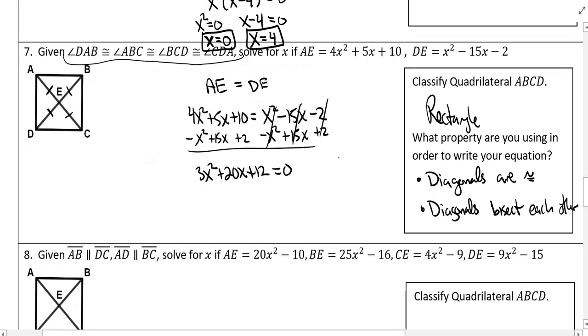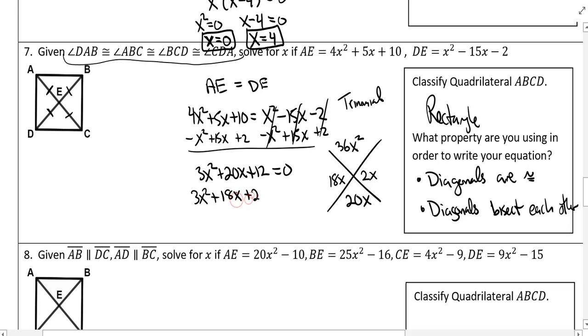And then go ahead and solve. So we're going to factor using the trinomial factoring. So 3x squared times 12 is 36x squared. We want to add to 20x. So you go through the factors of 36, and you'll find that 36 is 18 times 2, and 18x and 2x add to 20x and multiply to 36x squared. So you split up the 20x into 18x plus 2x.